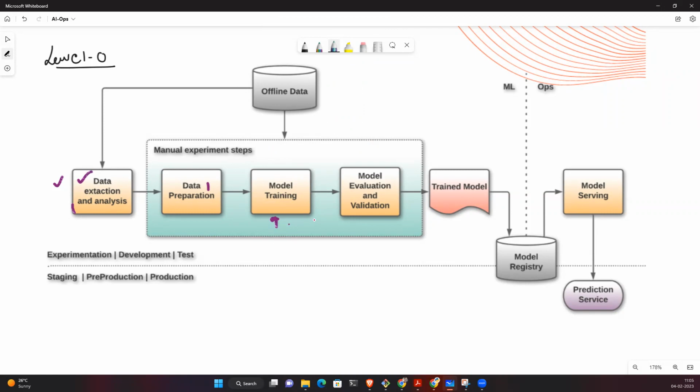Yes. So we do model training, then model evaluation or validation, and this block is called manual experiment steps. These are the things we do manually. But as soon as we add this arrow, it seems like a pipeline. Now we are going to associate this orchestration, the order of execution, again and again until we get an optimal, accurate model. This is called the iterative part.